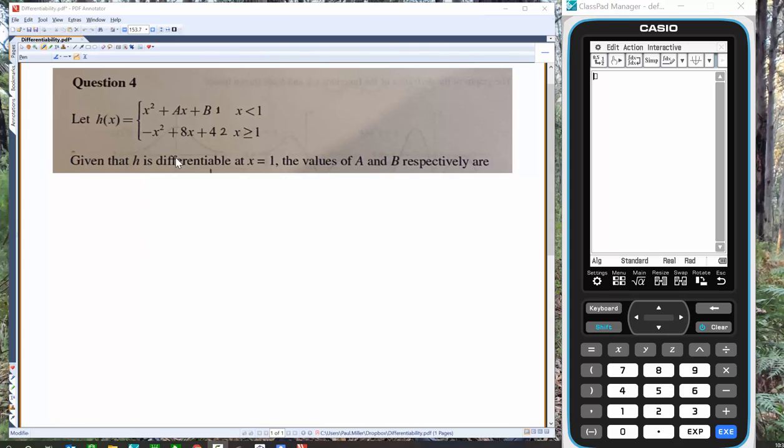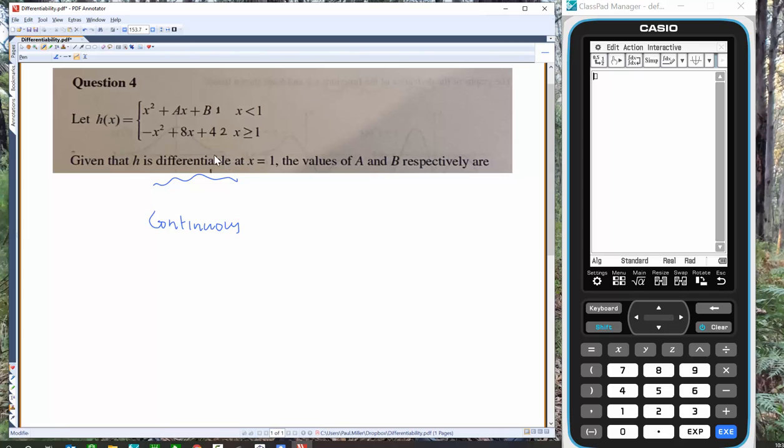Okay, we've got a pretty good differentiability problem here, and we know that h, this function here, is differentiable at this point here. And that means two things. It means it's continuous at that point, and it also means that at that point, the limit of the derivative at x equals 1 from the left and the right has to approach the same value, i.e. it has to be the same gradient at that point to be differentiable at that point.